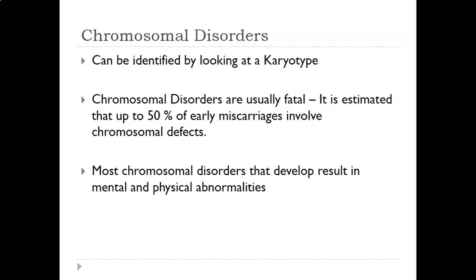Chromosomal disorders are usually fatal. It's estimated that up to 50% of early miscarriages involve some sort of chromosomal defect. And if you do come to full term but you have a chromosomal disorder, it usually results in mental and physical abnormalities. That's going to be a common theme as we look at the symptoms of various chromosomal disorders.